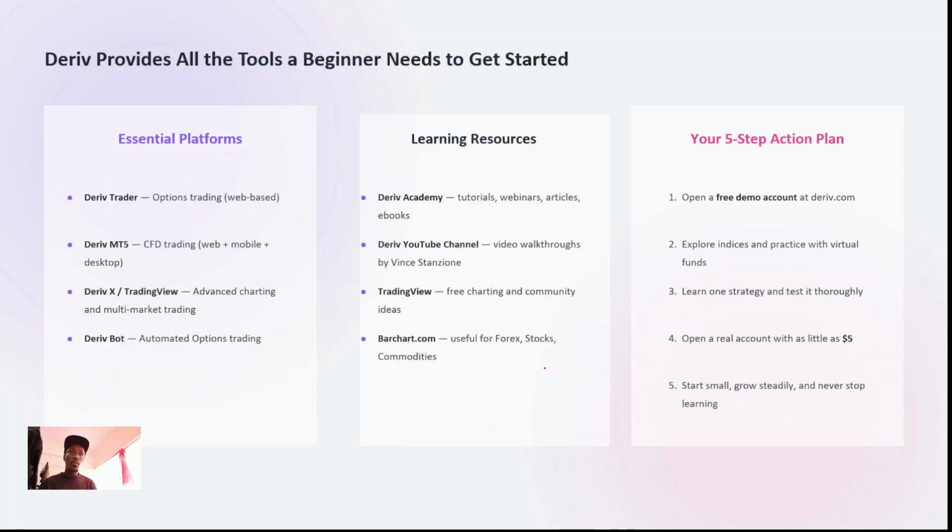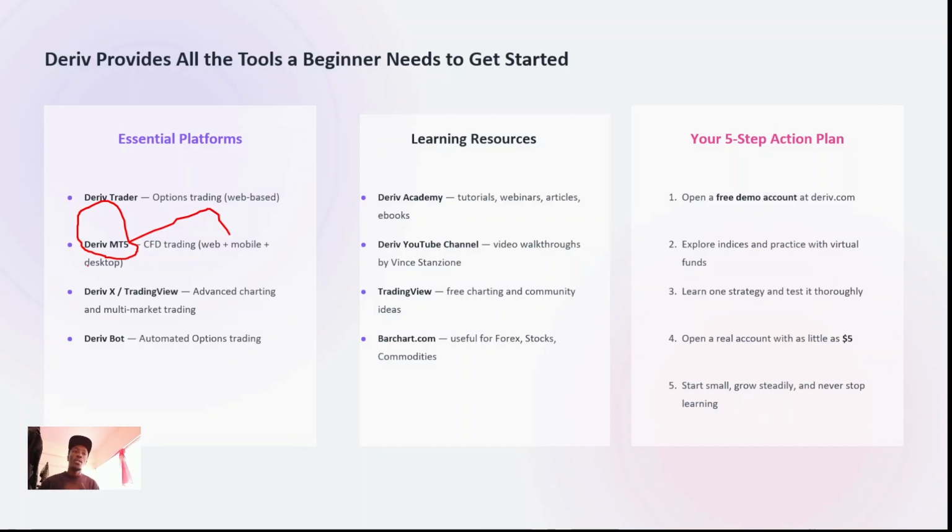Now I'm going to show you the essential platforms that you are going to be using for your trading. You are going to be using Deriv Trader. This one is for those people who are interested in options trading. MT5 for CFD trading, and you can use Deriv X, but Deriv X for now is not available, it's only a trading view. And you can also use Deriv Bot for automated trading. Now on this Deriv MT5, I'm going to add cTrader, because it's the one that you are going to be using. It's also available on web, mobile, and desktop versions.